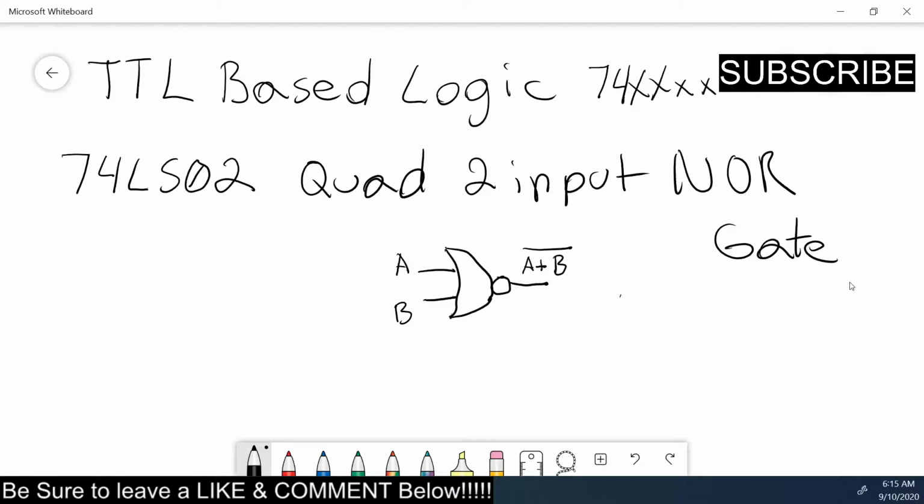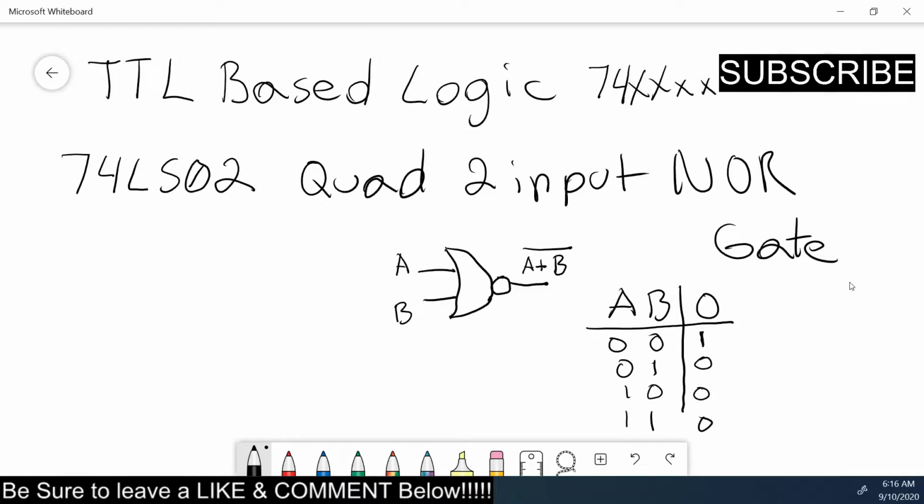So if we look at the truth table, we have A, B, and our output: 0, 0, 1; 0, 1, 0; 1, 0, 0; 1, 1, 0. So if A and B are 0, it's going to be the opposite of that, so it's 1. If A or B is 1, it's going to be a 0, and if both are high, it's a 0. So that is the truth table for a NOR gate.